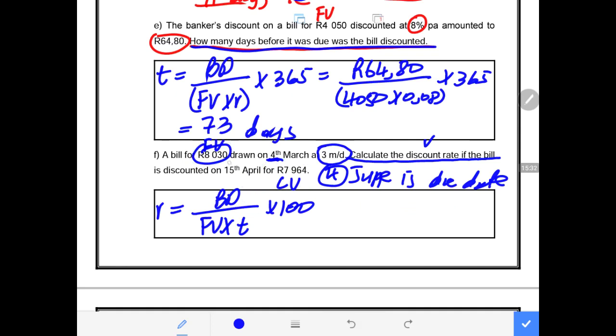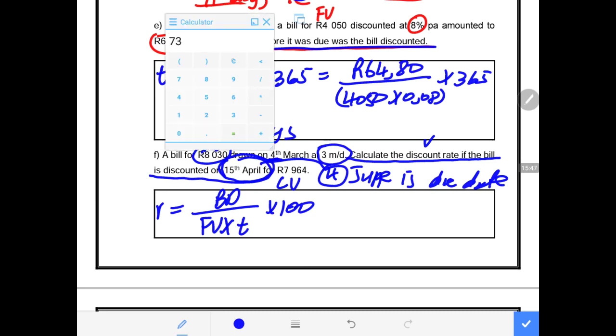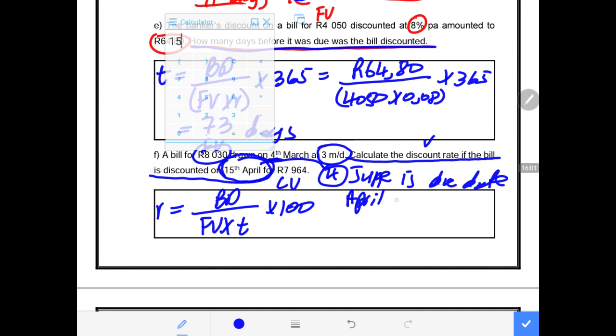The bill was discounted on the 15th of April, and the due date is the 4th of June. So we need to calculate the days from the discount date up until the due date of the bill. Let us begin. April has how many days? April has 30 days. So 30 minus 15, we don't include the date of the transaction when we're calculating the unexpired period. So the unexpired days in the month of April were 15.